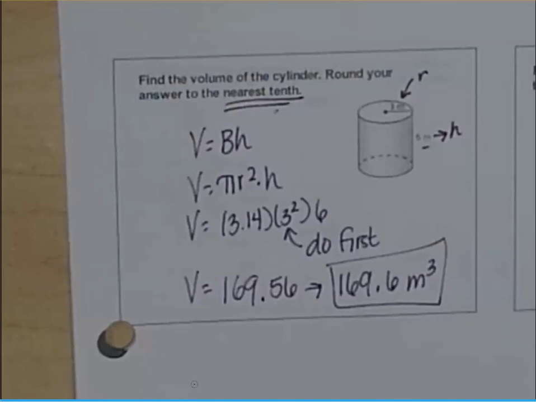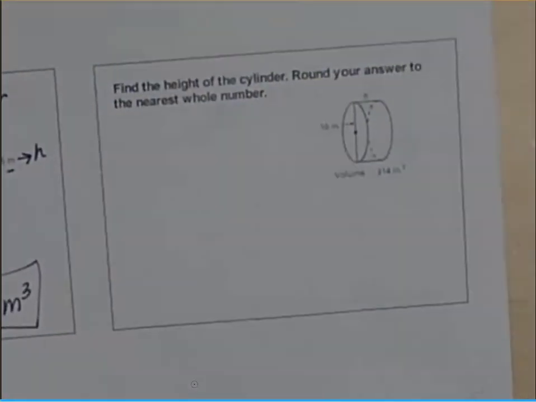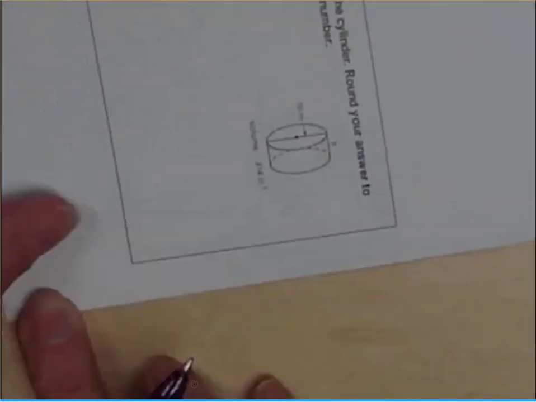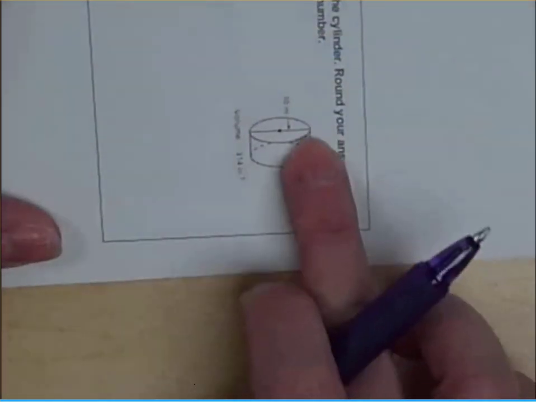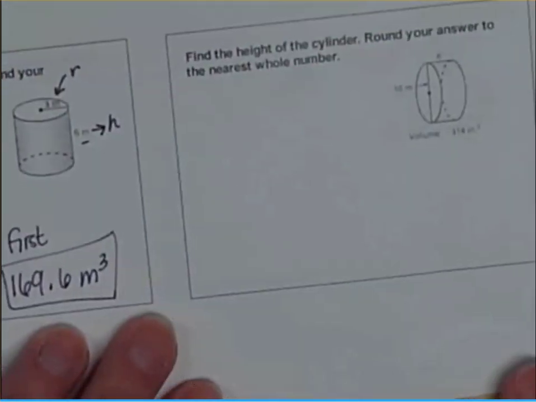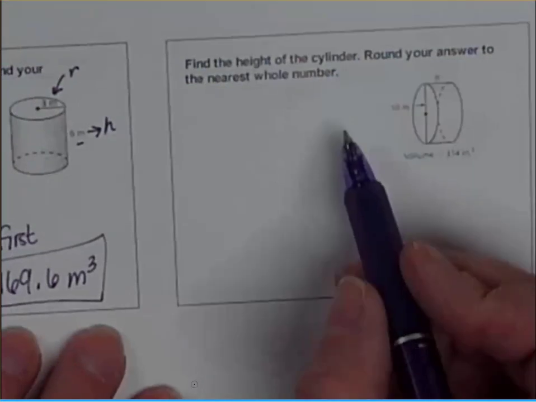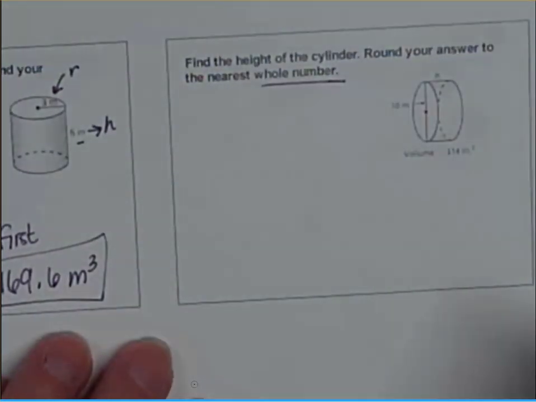Let's take a look at one last example here. Now, if you notice, this one's turned on its side. Most people are used to seeing the height straight up and down, but you know what? It's still the height. So this time I want to round to the nearest whole number.